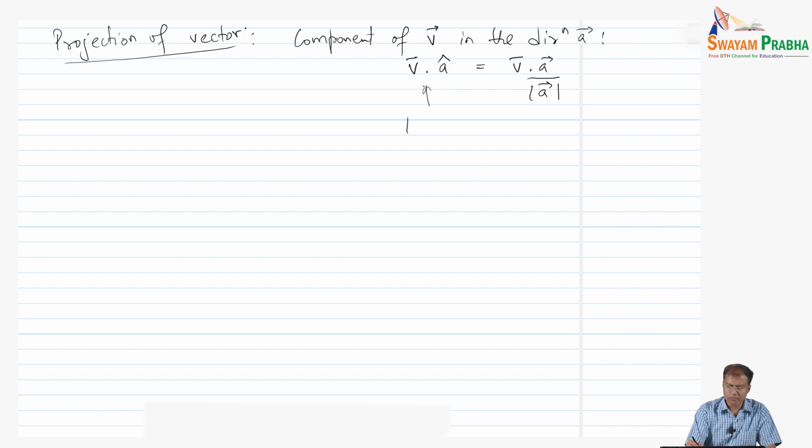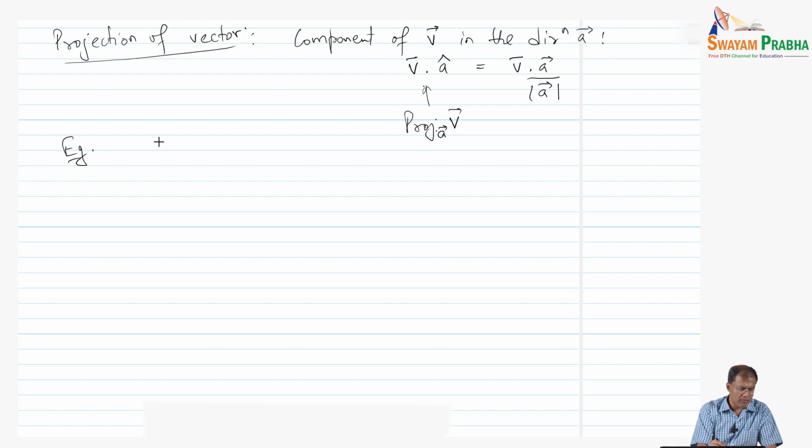So I call this my projection of v along the direction a. Notice this notation. So what have we got here? Let's look at a quick example.